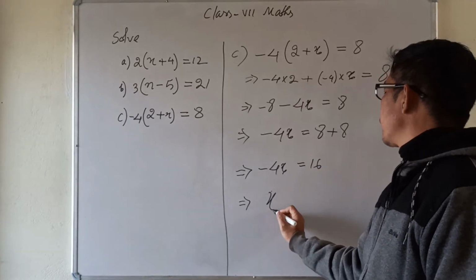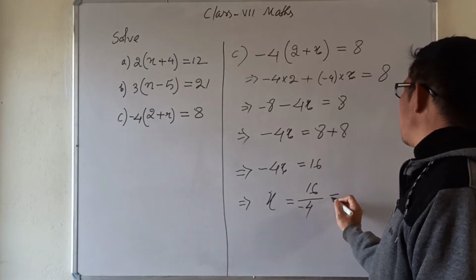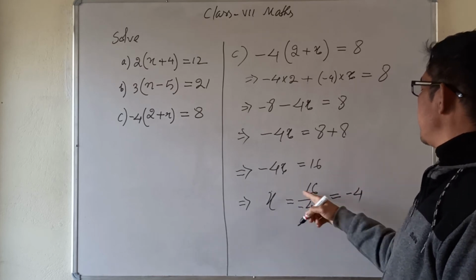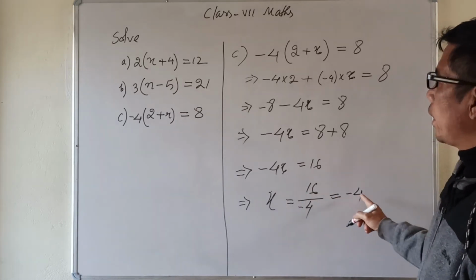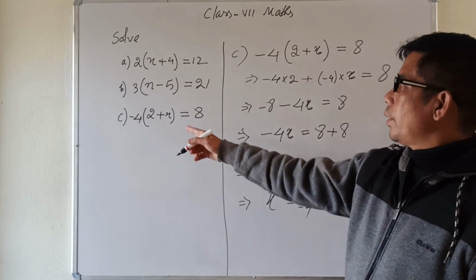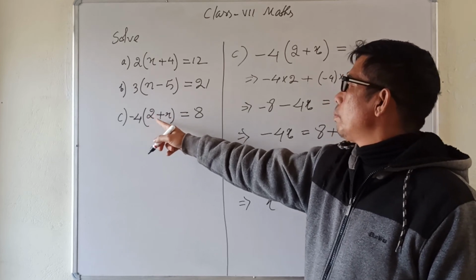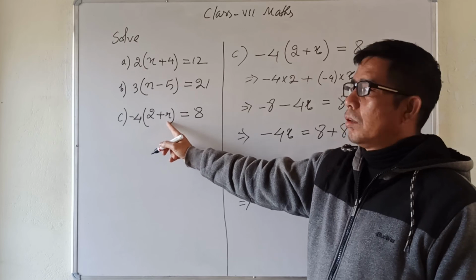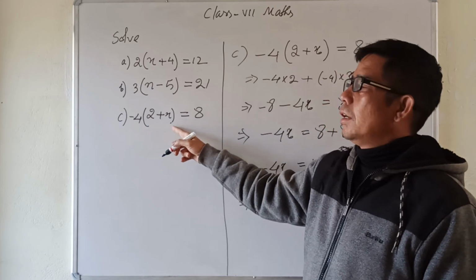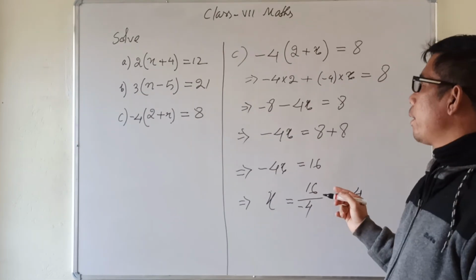Then x equal to 16 divided by minus 4. 4 4s are 16. Minus plus minus. Here plus is there, so minus plus minus. So minus 4 is the solution of the third question. Here see, when you replace x by minus 4, 2 plus minus 4 will give minus 2. Minus 2 into minus 4 plus 8, which gives the right hand side. So this is the correct solution of the last equation.